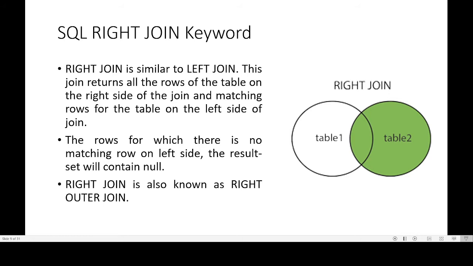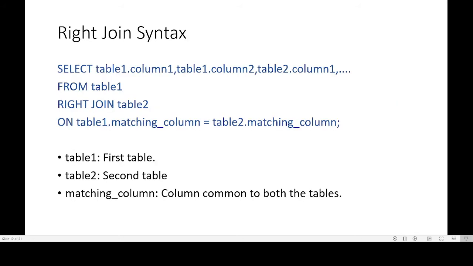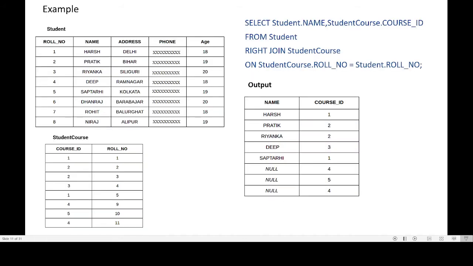We will see an example of how to do this. Before that I will show the syntax for right join. The right join syntax is similar to left join. All the join syntaxes are the same; only the keyword changes. Previously it was left join, and now we have replaced left join with right join. The remaining everything is the same, so the syntax remains the same, only the keywords change.